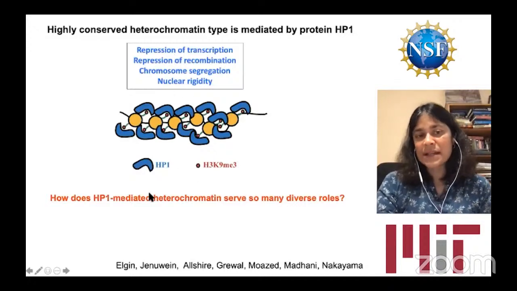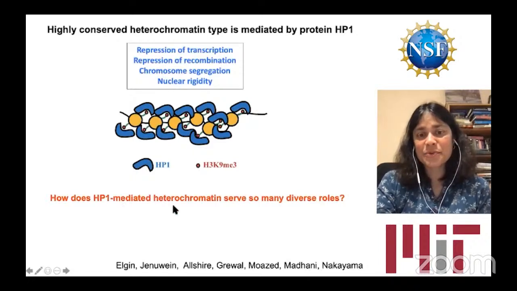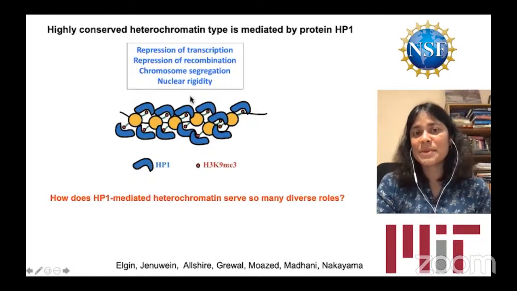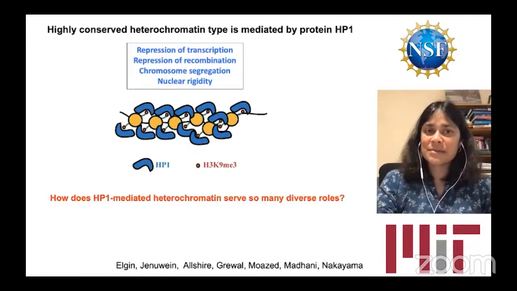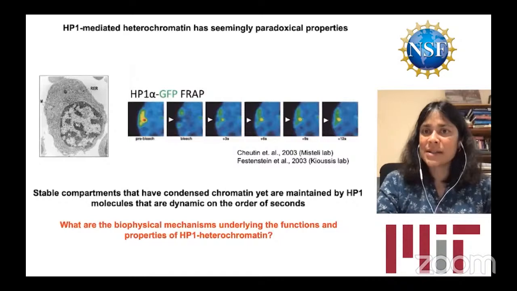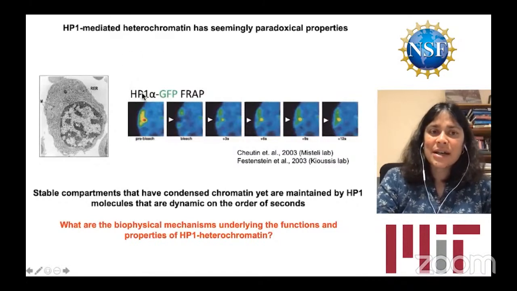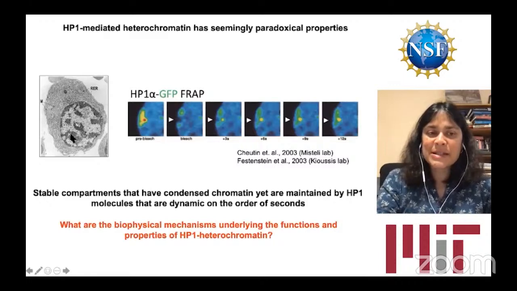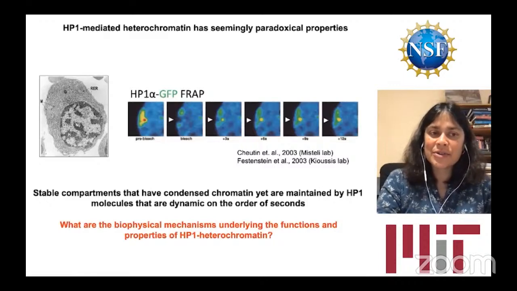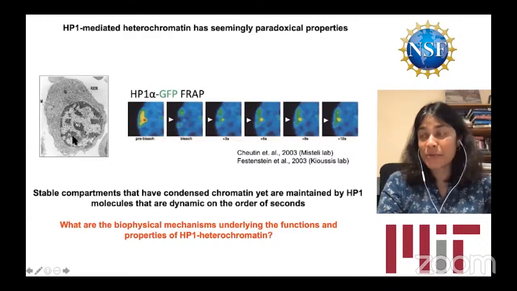One of our longstanding questions in the lab is, how does HP1-mediated heterochromatin serve so many different types of roles in biology? Now, in addition to the many different roles that this type of heterochromatin plays, there is also a longstanding apparent paradox in the field, which is captured by these two images. On the one hand, if you look at heterochromatin domains shown by this darkly stained region, they seem to be stable in space over several hours and often over the lifetime of a cell.